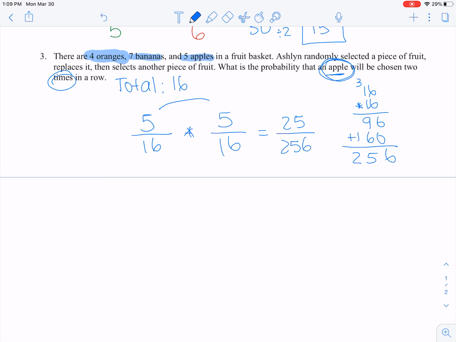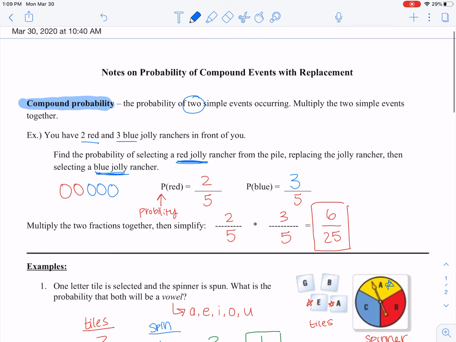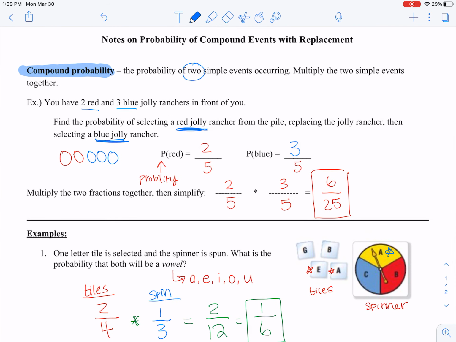We know that 25 is divisible by 5 only, so 256 is not divisible by 5 because it ends with a 6, so that should be our final answer. And that means the probability of picking out an apple 2 times in a row from this basket is going to be 25 out of 256. And that concludes our notes for probability of compound events with replacement.